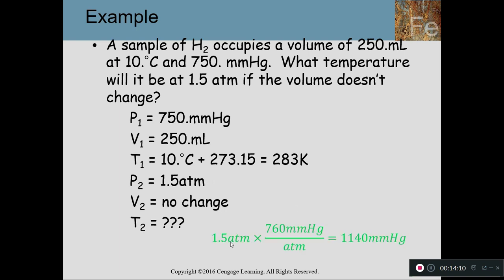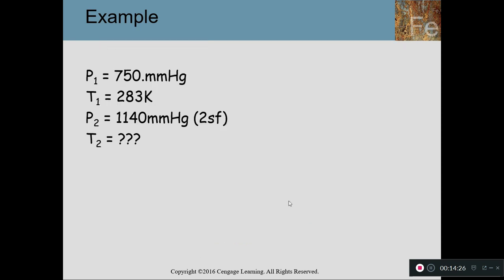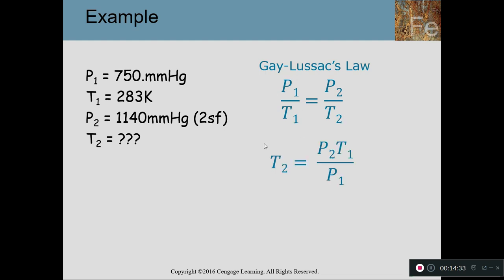So I'm going to go ahead and take my 1.5 atmospheres and convert it over to millimeters of mercury. But I'm going to make a note to myself that 1.5 is only two significant digits, so I'm going to express my answer to two significant digits. So look at my Gay-Lussac's law. Pressure over temperature equals pressure over temperature.